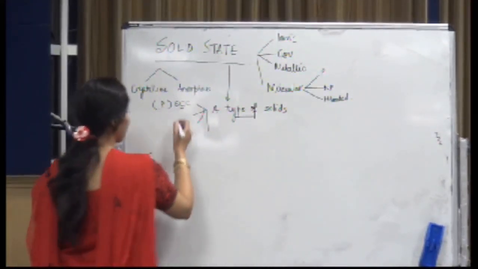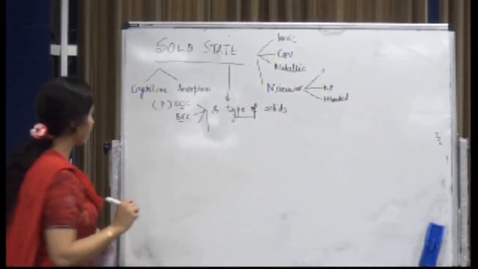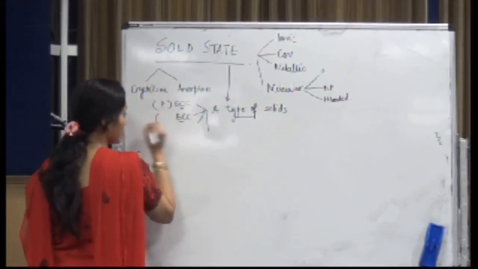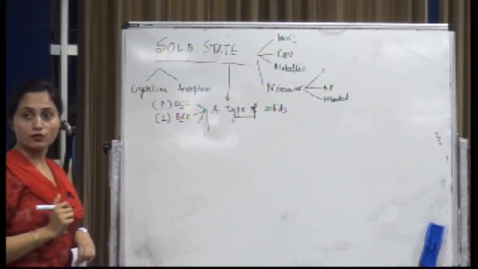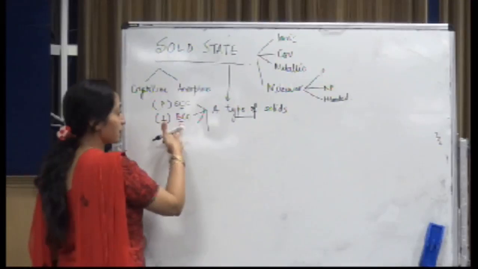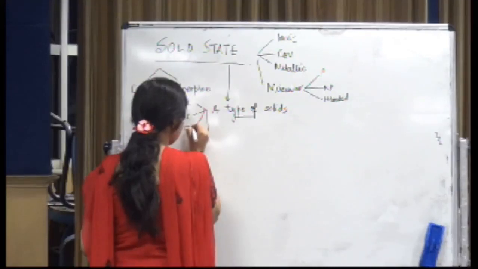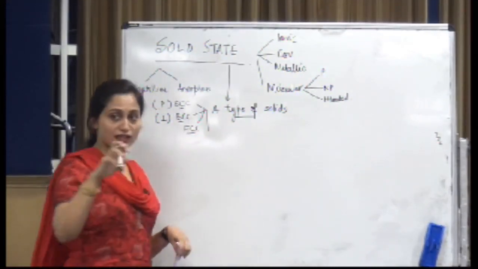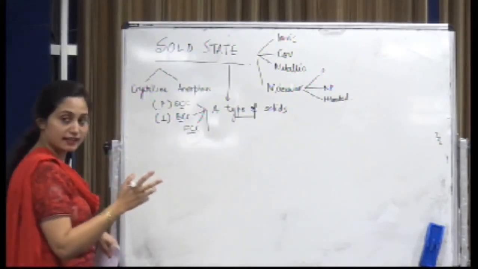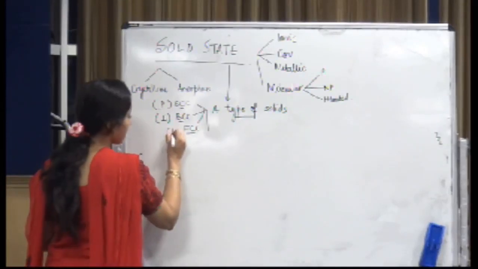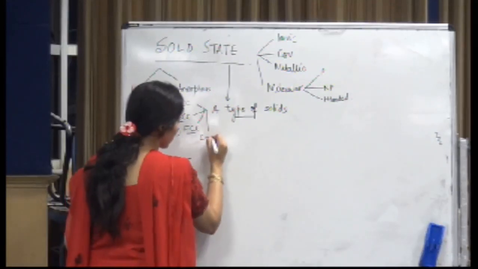Then you have BCC, that is body centered cubic unit cell, and the general notation for this is I. The number of atoms per unit cell for this is equal to 2. Then we discussed face centered cubic unit cell, in which you have atoms at the corners as well as at the center of the faces of the unit cell, and that has a notation F.